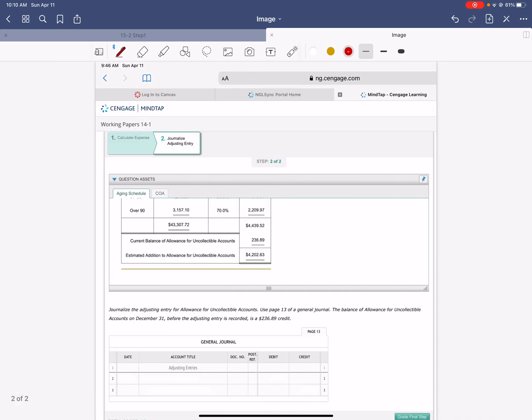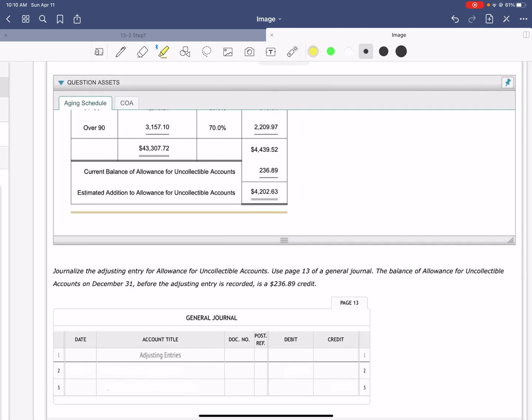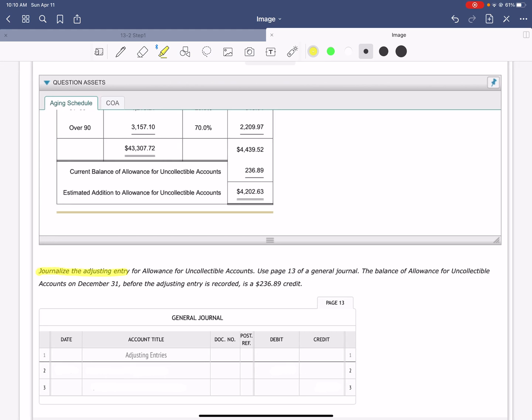Moving on to the second part, we're going to go through the instructions here. It says, journalize the adjusting entry for the allowance for uncollectible accounts. Use page 13 of your general journal. The balance of your uncollectible accounts on December 31st before adjusting entry is that right there. So we're going to take the information that we got from our previous page, and we're going to put it in our adjusting entries.